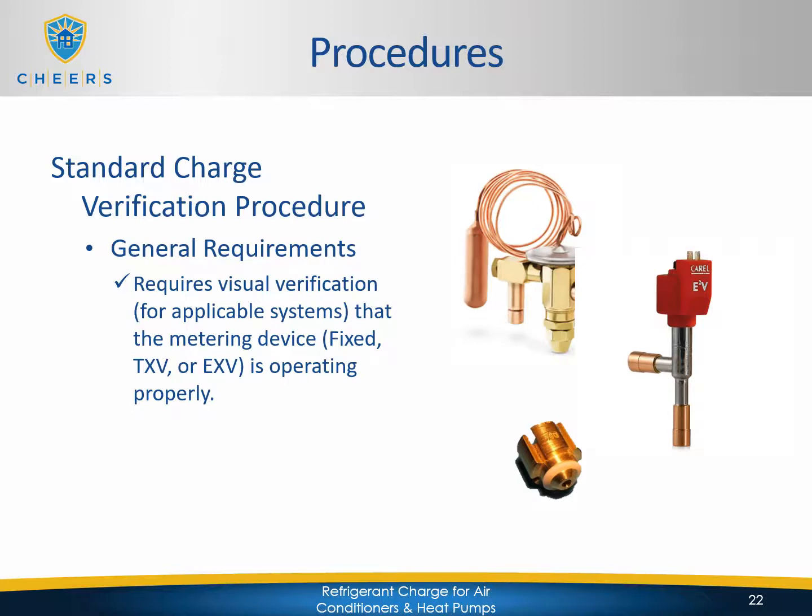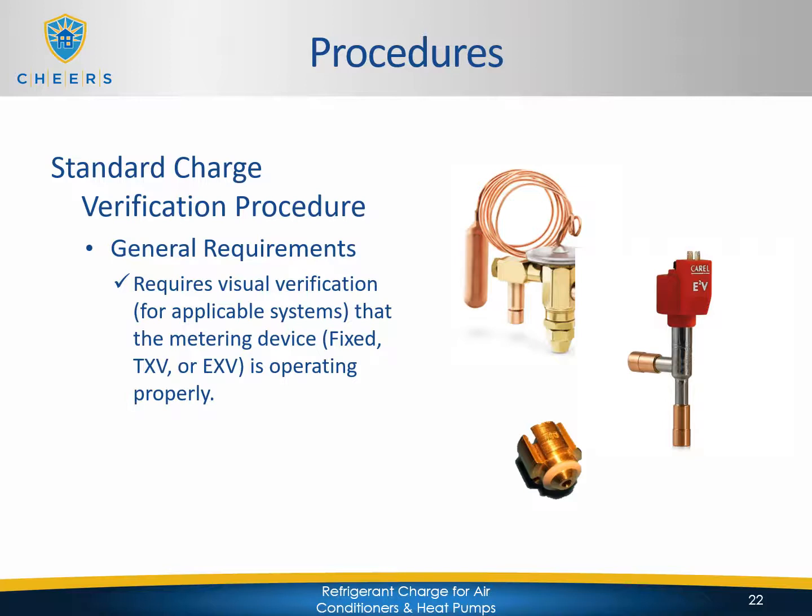There are some general requirements that are going to be applicable to all of the various procedures. Under standard charge, we have what is called subcool and superheat. And the way we determine which of those two standard charge procedures to use is going to be based on the type of metering device that's installed. So we need to visually verify what type of metering device is installed, and then also that it's operating properly. Now this is going to be a function of the actual test itself to determine whether or not it's operating properly, but to begin with we need to identify what we're working with so that we know how to determine whether or not it's operating properly.